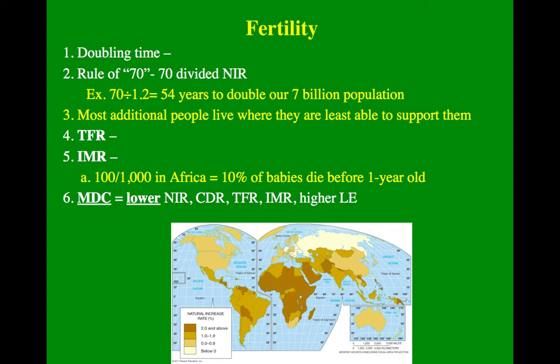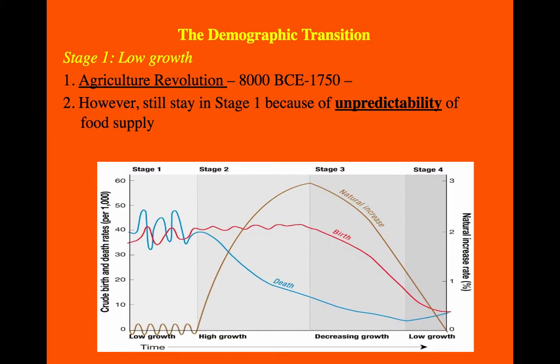And remember, MDCs always have the lowest natural increase rates, crude death rates, total fertility rates, infant mortality rates, and also LE is life expectancy, right? This is all about healthcare and access to that healthcare. Stage 1 of the demographic transition, there's your graph. Remember, nobody's in here anymore, but this basically lasted until 1750 or so.